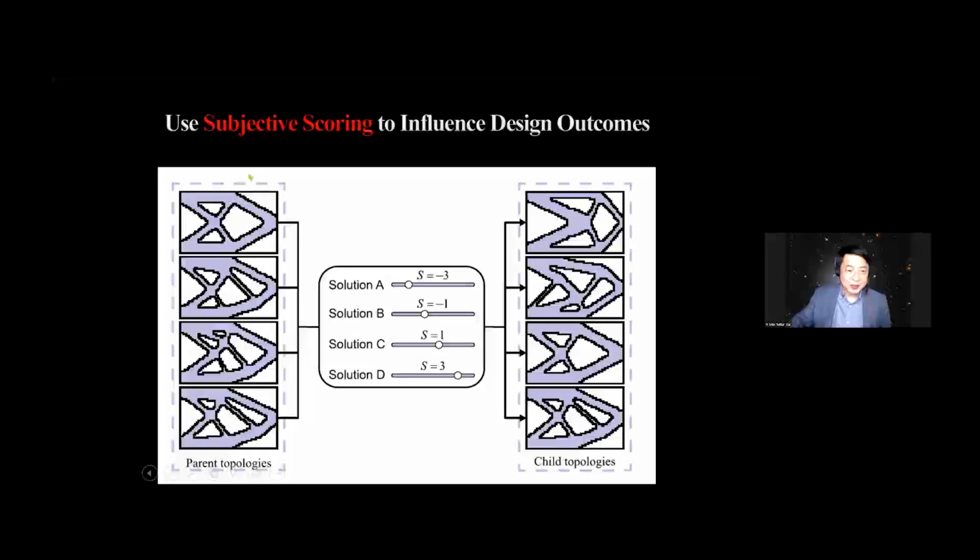After you've given a score to each of the 4 solutions, you get the computer to run it again and produce a new set of topologies. The previous 4 are called parent topologies, and the next set we call child topologies. If you have a very high negative score, you can see the new shape is quite different. So by allowing the designer to give scores, you can guide the topology optimization process to produce a design which satisfies your artistic preference. So this is using subjective scoring to influence the design outcome.